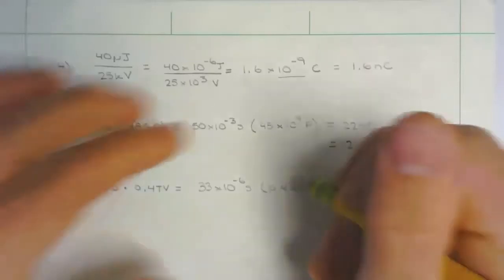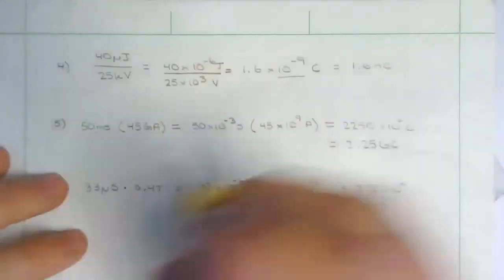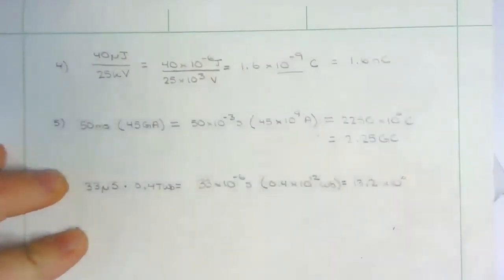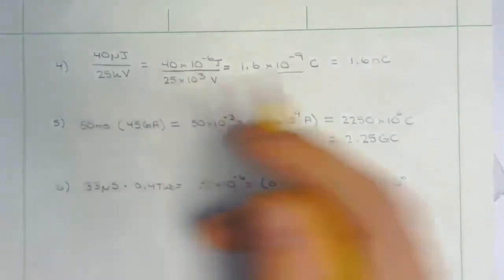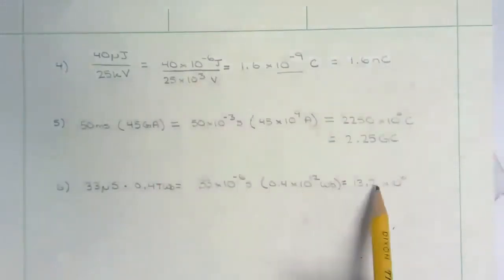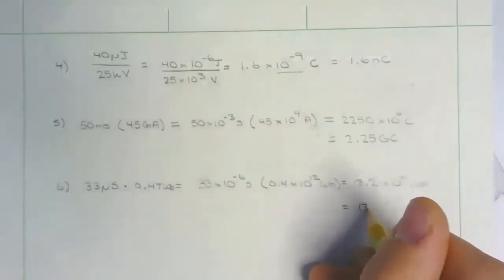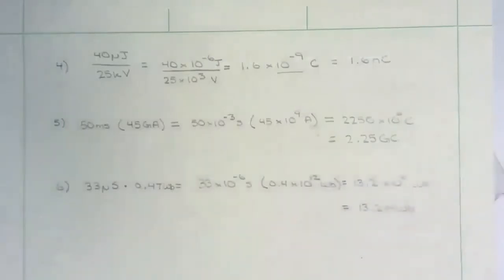Oh, I messed up here, my bad. So we got the tera. It was supposed to be terawebers. Sorry. So volts times seconds is Weber. So we'll have 13.2 times 10 to the 6 Webers, which is equal to 13.2 megawebers. It's kind of cool. My apologies for that. I looked at it wrong.